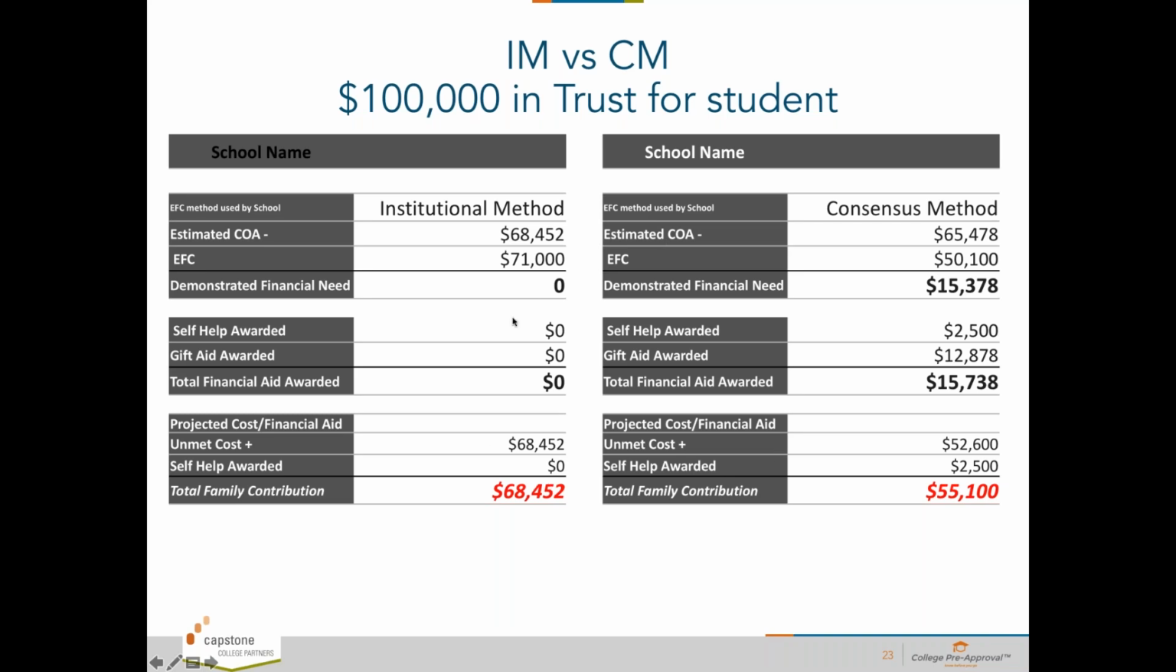So obviously that drives down. These are both schools that meet at or near 100% of what your need is. You can see it obviously drives down the out-of-pocket cost. And these are both high-priced schools, but just that difference in the methodology created a significant difference in the ultimate net cost of the school.